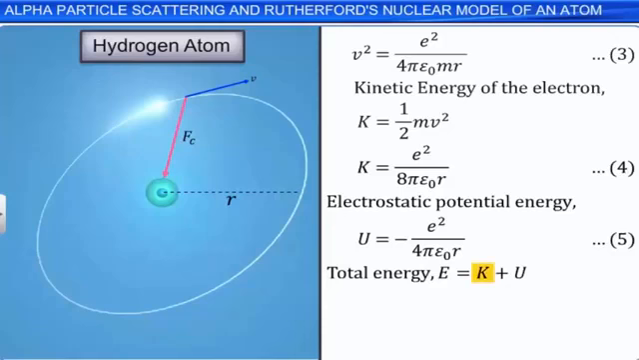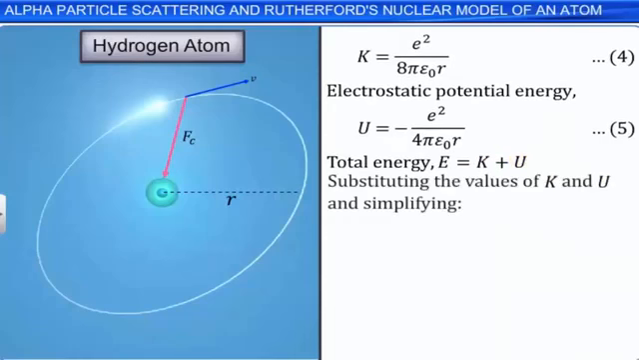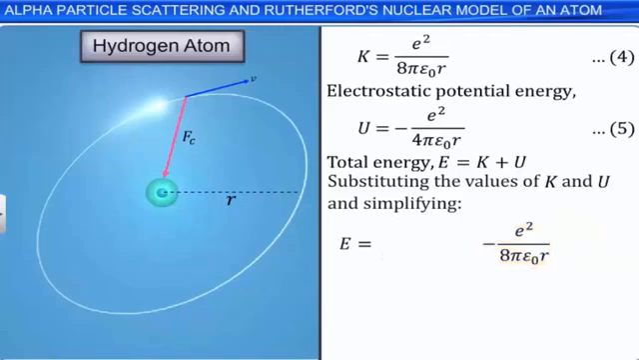By substituting the expressions for K and U and simplifying, we get E is equal to minus e squared by 8 pi epsilon naught r. So, the total energy of the electron is negative. This implies that the electron is bound to the nucleus.